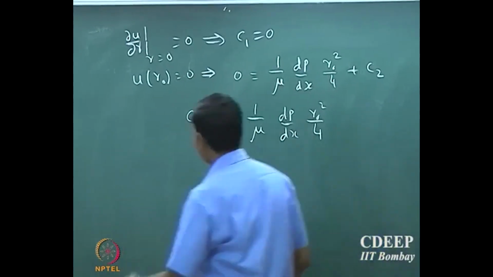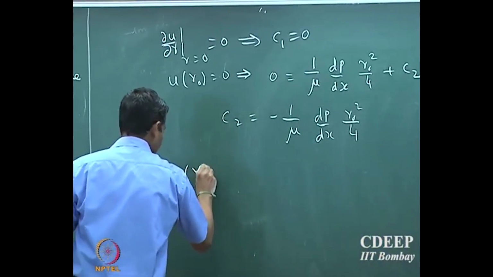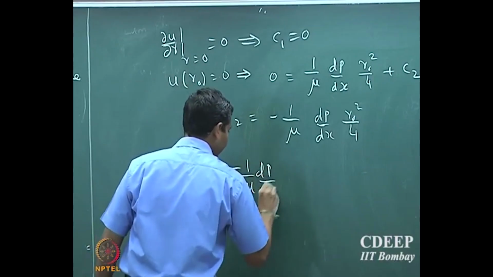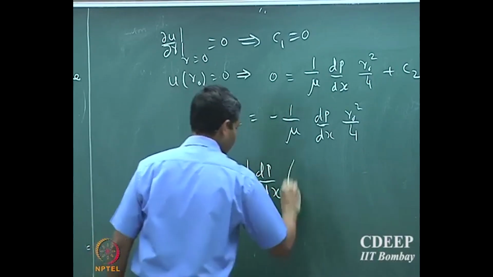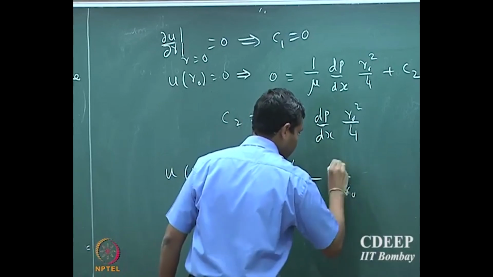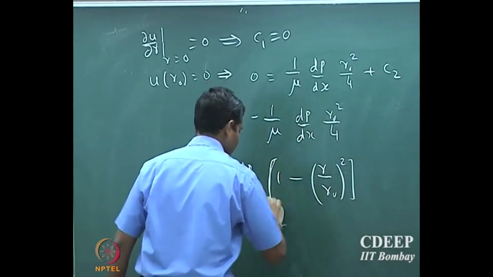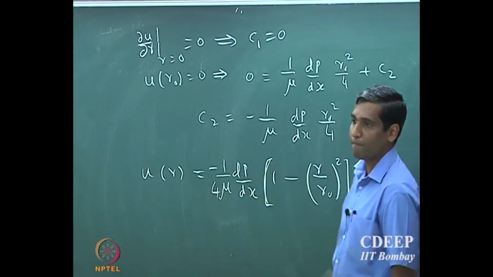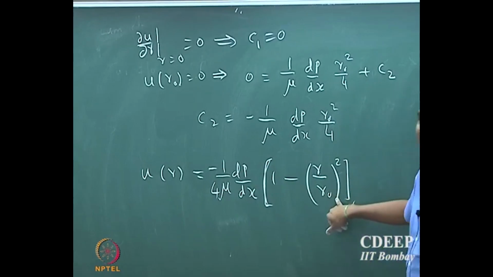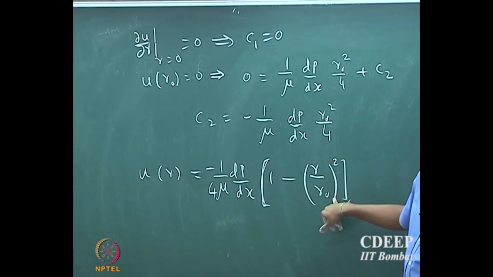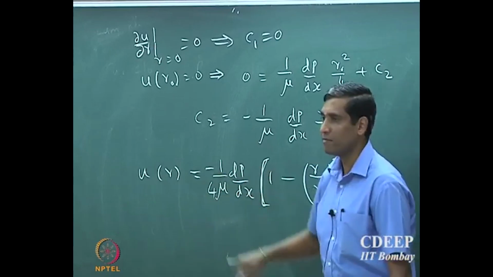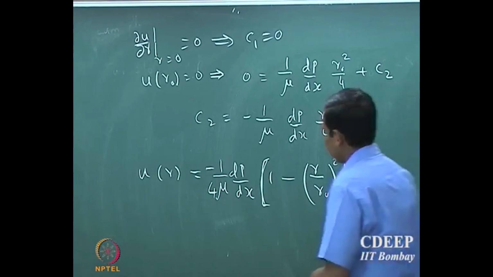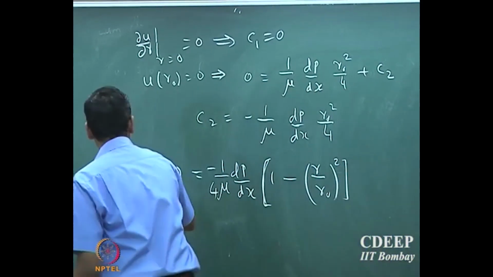So from this I can find the velocity profile, that will be 1 by mu dp by dx, so I can pull 4 out, 1 minus r by r naught the whole square. Okay. So note that I have pulled a minus sign outside. r by r naught is greater than 1 or less than 1? It's less than 1. So why is there a minus sign? Because dp by dx is negative, right?